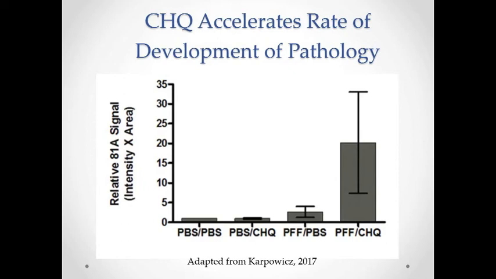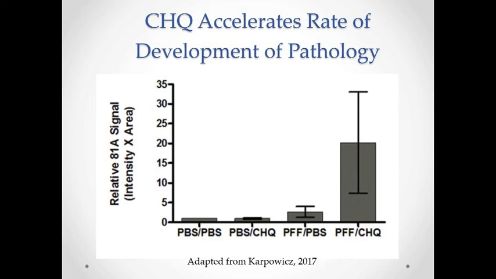To further test the role of lysosomes in the development of pathology, a weak base called chloroquine was used. Lysosomal dysfunction occurs after brief exposure of neurons to chloroquine. In the graph, PBS is simply the control, and 81A signal is reflective of the amount of pathology present. We can see that in the first two control conditions, baseline 81A signal was observed.